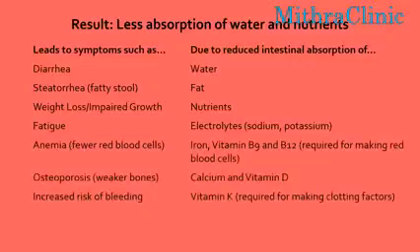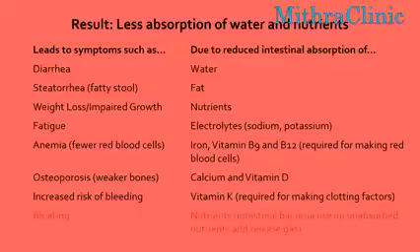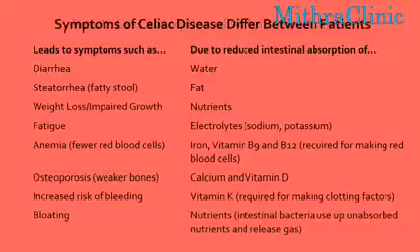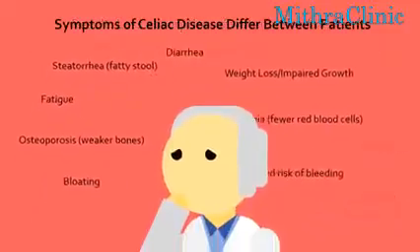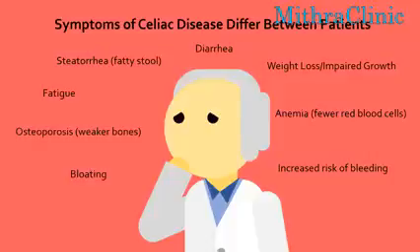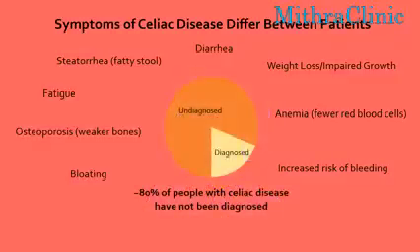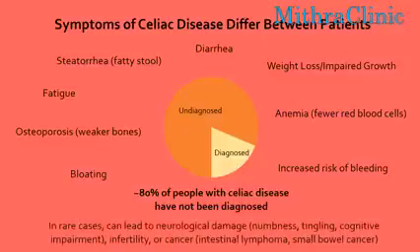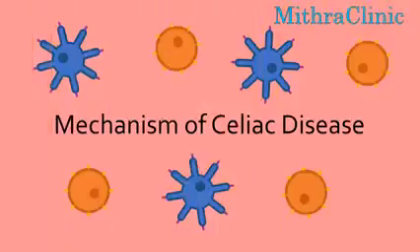Furthermore, bacteria that live in the small intestine can use up the unabsorbed nutrients, releasing gas that causes bloating. Celiac disease can show up as any combination of these symptoms, making it very difficult for doctors to diagnose or even consider celiac disease to be the cause of their patients' discomfort. This is why scientists estimate that around 80% of people with celiac disease have not been correctly diagnosed. This is a serious problem because if left untreated, celiac disease can lead to neurological damage, infertility, or even cancer. So let's take a closer look to see how gluten triggers this intestinal damage.